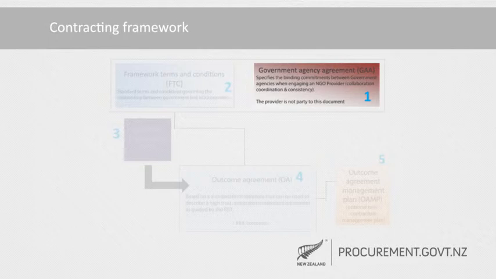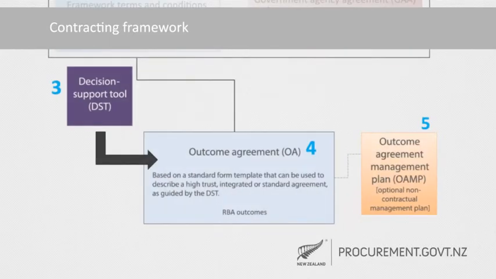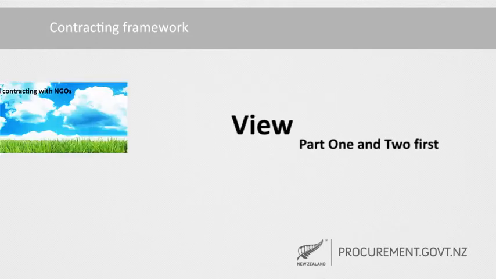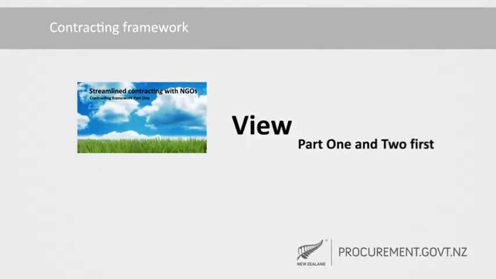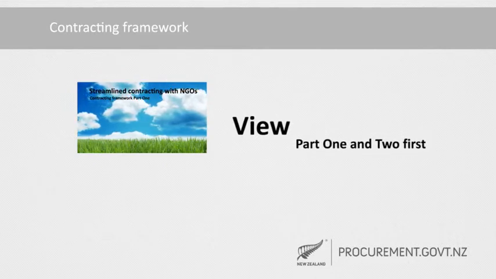In the second part of this webinar, we looked at the framework terms and conditions and how these apply to outcome agreements. We looked at the main sections of the framework terms and conditions and saw what the contractual obligations of agencies and providers are. The final parts of the framework, we're going to look at the decision support tool, the outcome agreement, and the outcome agreement management plan. If you have not already viewed parts 1 and 2, please do so before you view this part. It is important as we cover a lot of terminology and important background and contextual information in these parts.